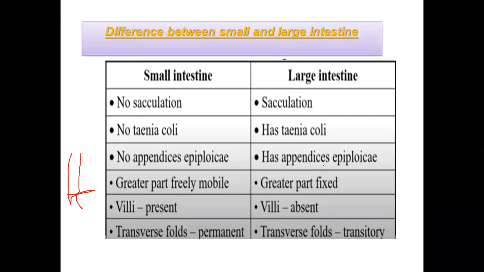appendix epiploicae. The major part of the small intestine is mobile, while the majority of the large intestine is fixed. In the small intestine the villi are present, while in the large intestine the villi are absent. The presence of villi makes sure that the small intestine has a large surface area. The small intestine also has the transverse folds.